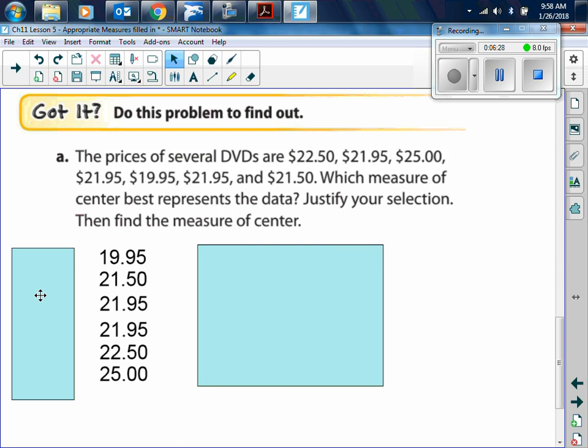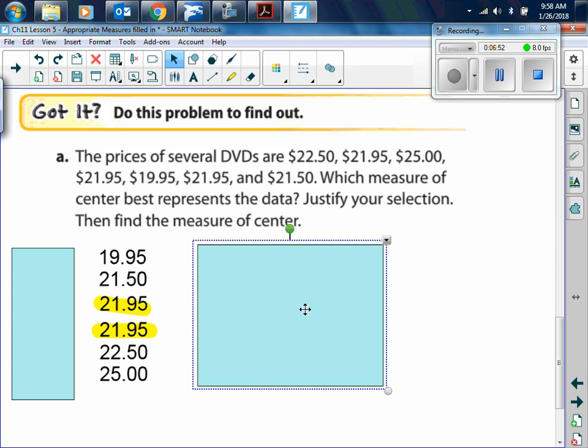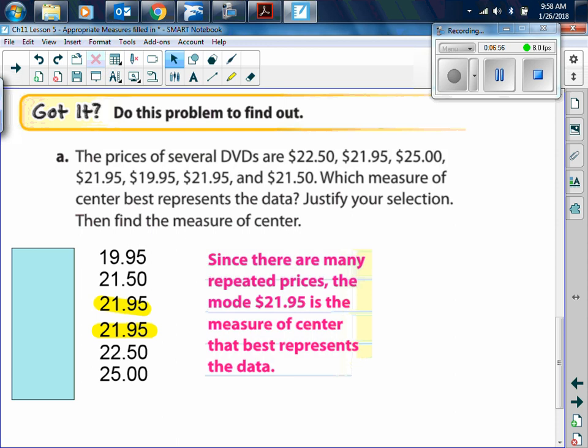Are there any big gaps in the data? No. And does the data have any repeated numbers? Yes. Because the data has repeated numbers, which one's repeated? $21.95, $21.95. Then, which measure would be best? The mode. Very good. So, since there are repeated prices, the mode, $21.95, is the measure of center that best represents the data. So not only do you have to go through that checklist, you also have to write your conclusion sentence.